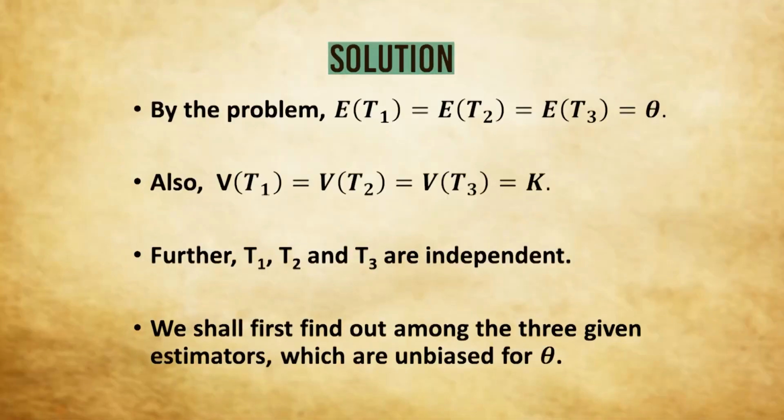We are given that T1, T2 and T3 are all unbiased estimators of theta. That means expectation of T1 will be equal to theta, expectation of T2 will be equal to theta, expectation of T3 will also be equal to theta. And we are given that the variances are all equal to k. So variance of T1 will be equal to variance of T2, will be equal to variance of T3, and that will also be k. We are also given an important condition that T1, T2 and T3 are independent. As I mentioned, we will first find out among the three given estimators which are unbiased for theta.